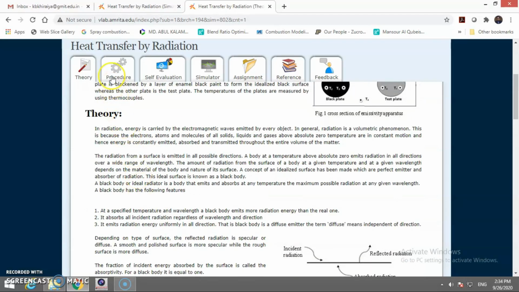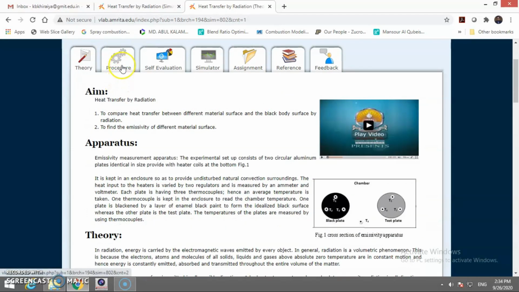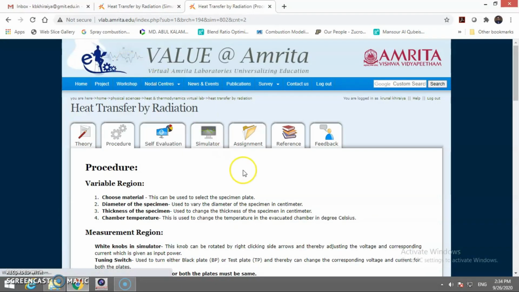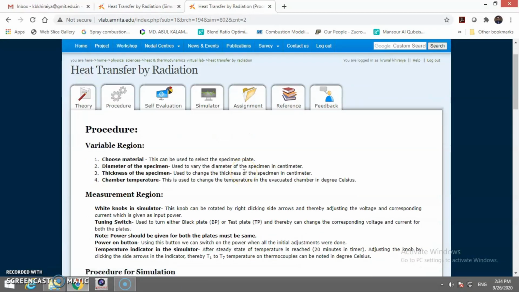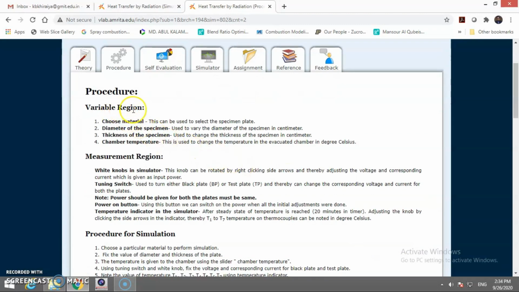After that we click over here on the second tab, that is the procedure. So here the procedure is given to perform the practical using a simulator. There are variable regions.